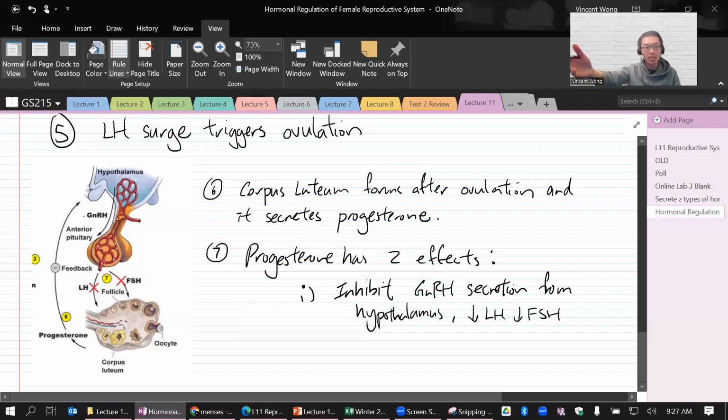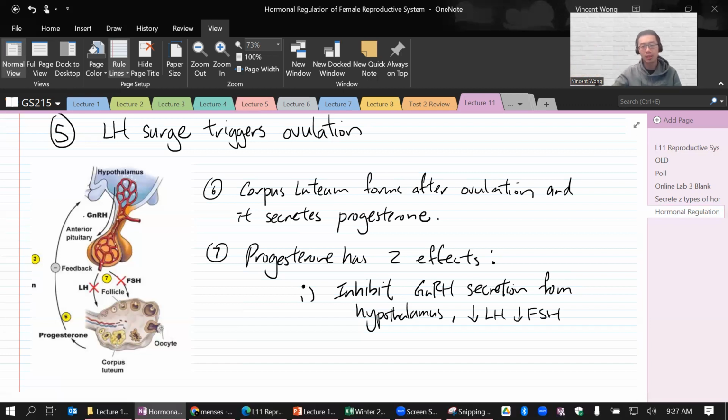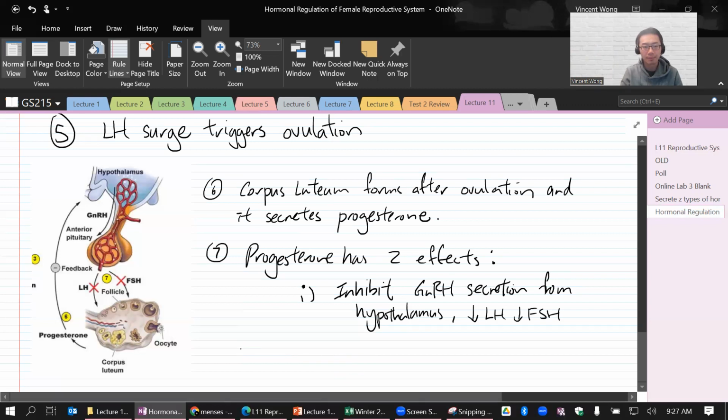So estrogen was positive feedback. Progesterone is negative feedback. Professor, it turns off the LH and FSH, or it decreases it? It doesn't shut it down completely. You will always have some baseline level. But the key is it turns off the GnRH, which in turn lowers the FSH and the LH.